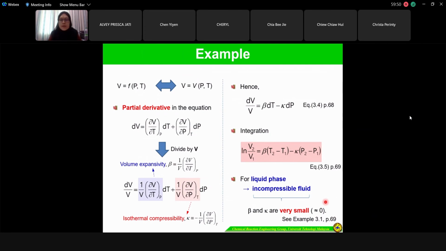So you can refer to example 3.1, page 69 on the textbook. Here, you are given an example of liquid acetone. So the given value of beta and kappa, you can see that it's very small. So for beta is 1.4487 times 10 to the power of negative 3. So it's almost 0. And then kappa is 62 times 10 to the power of negative 6. So you can see that the beta and kappa for liquid, they are very small, close to 0. Okay. All right. So up to this point, any questions?